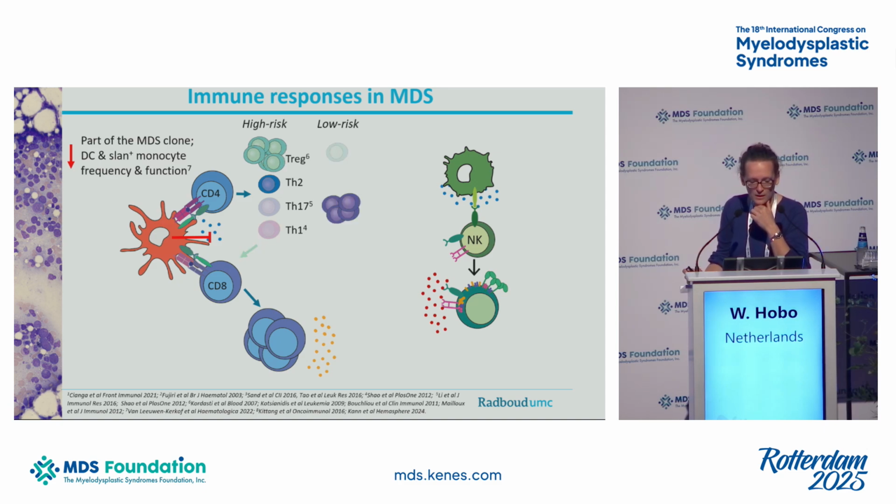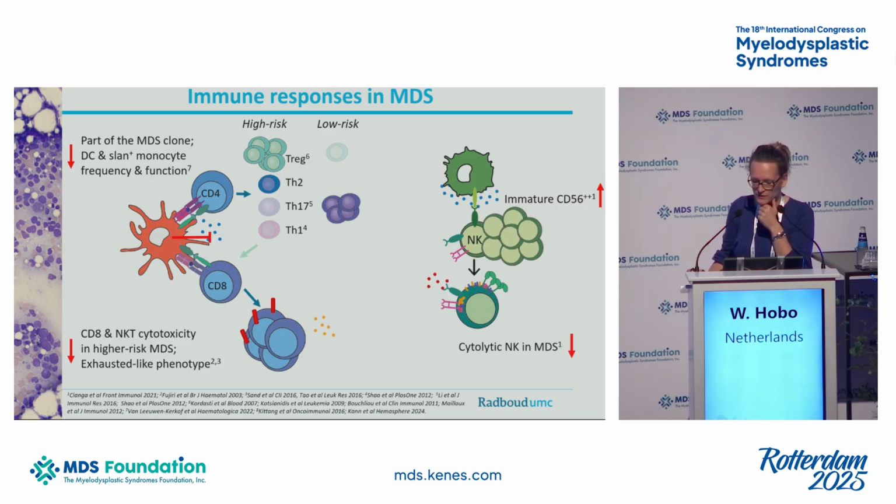function. So we have seen in multiple publications that in high-risk MDS, for example, increased abundance of regulatory T cells is observed. In lower-risk MDS, increased abundance of T helper 17 subsets is seen. For the cytotoxic T cells, it has been described that they have a more exhausted-like phenotype. And on the other hand, for the NK cells, more immature NK cells with less cytolytic capacity have been seen.